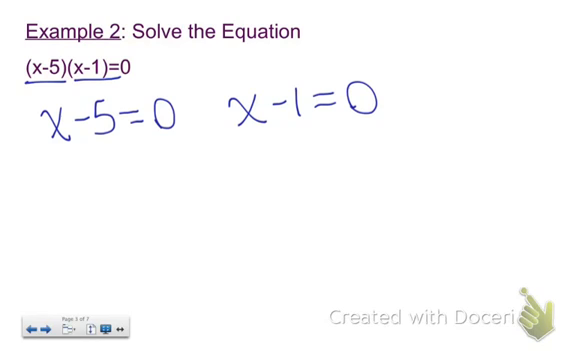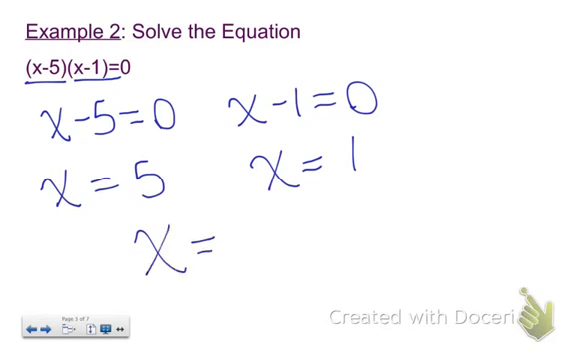So if I add 5 to both sides, x equals 5, and if I add 1 to both sides, x equals 1. So in other words, to make this equation 0, x equals 5 or 1.